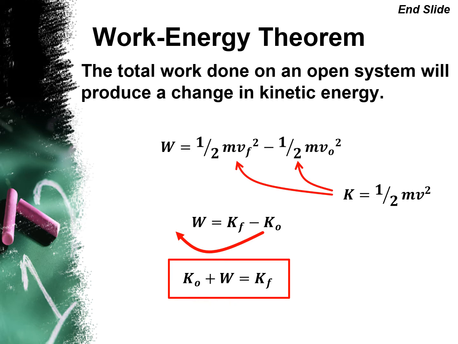Now this equation is actually going to be the basis for which we build conservation of energy later on. You can see that the total kinetic energy that we start with is going to be equal to the total kinetic energy that we end with if we have no work being done. But the kinetic energy we start with plus the work done is going to increase or decrease our kinetic energy, depending on if we do positive or negative work.